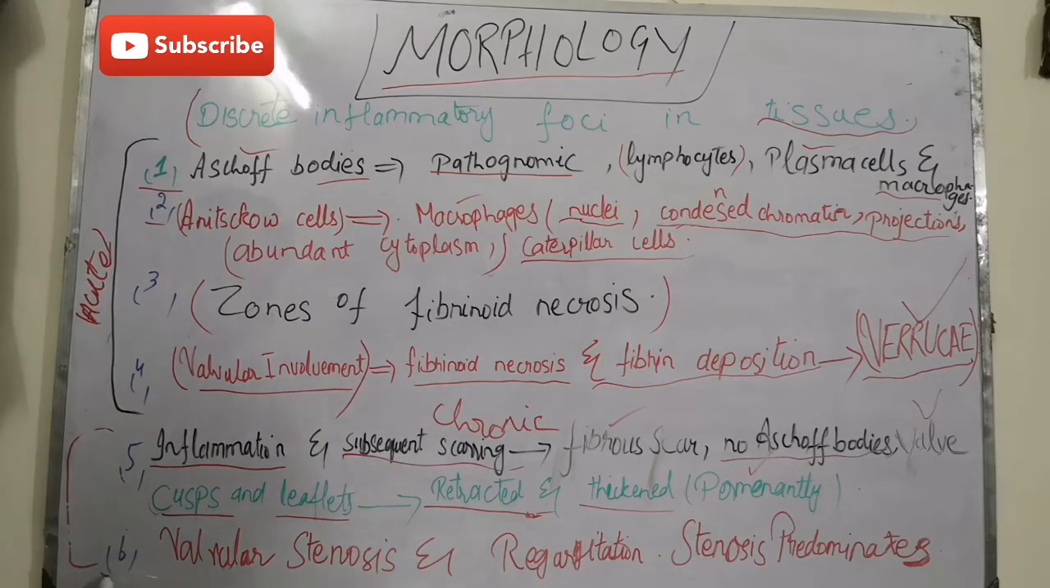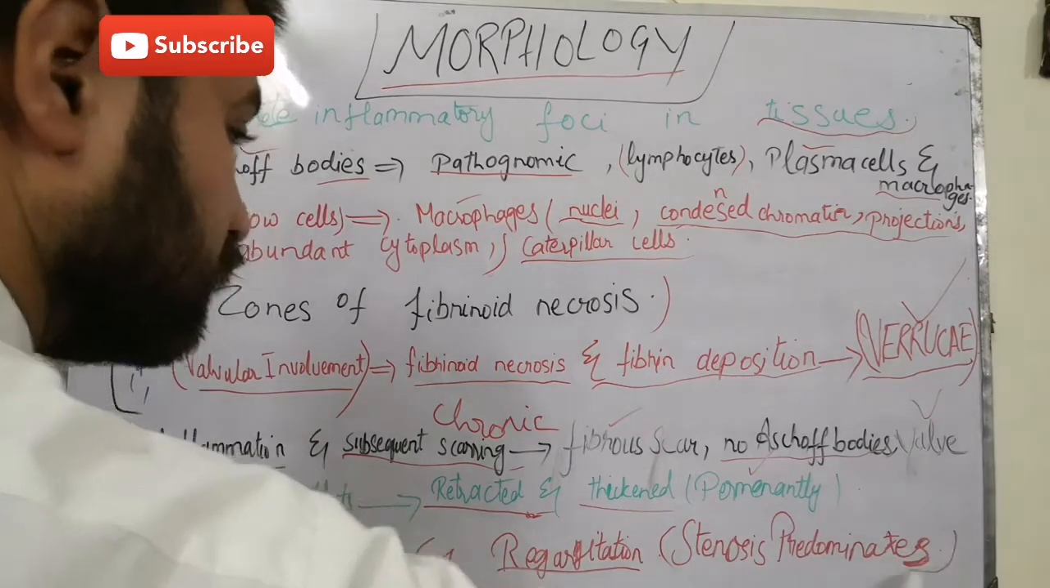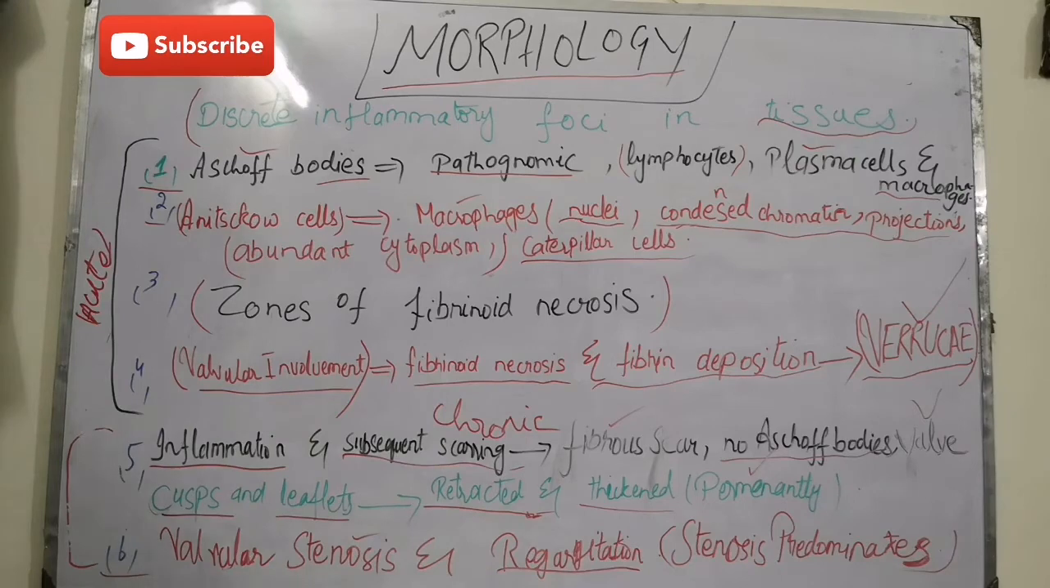The sixth morphological feature is valvular stenosis and regurgitation, but valvular stenosis predominates. Now you can see the diagrams.